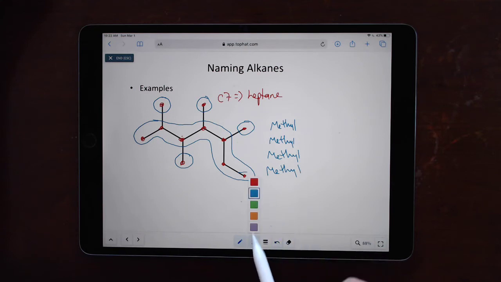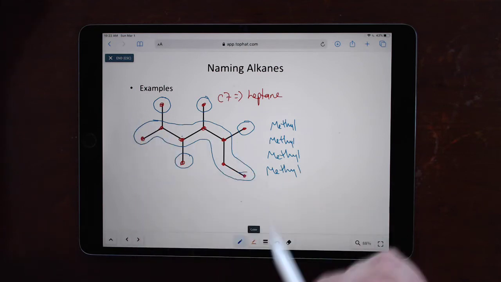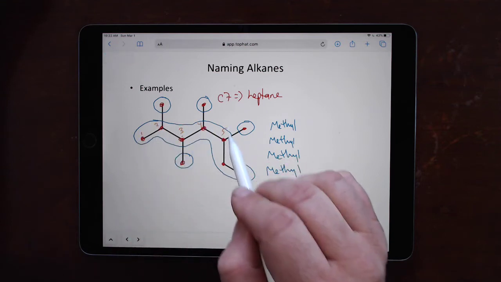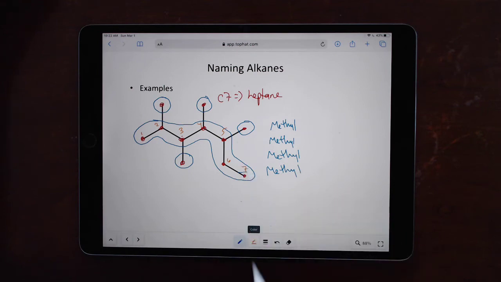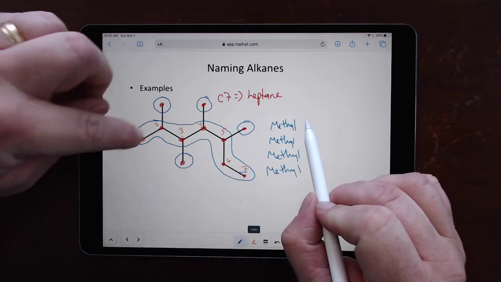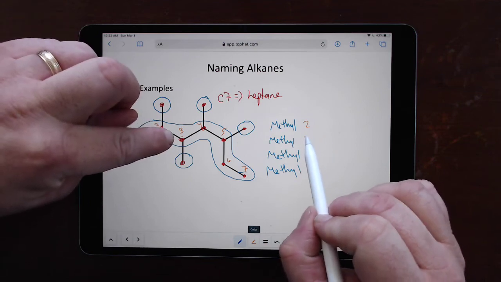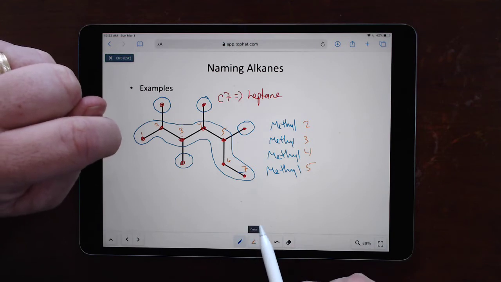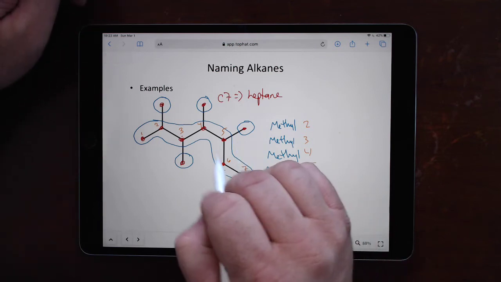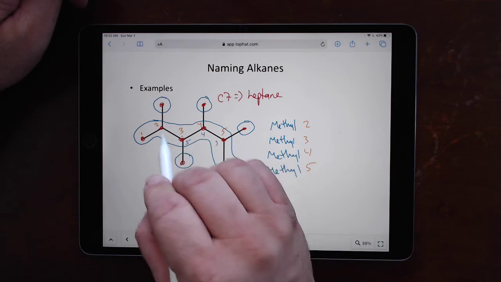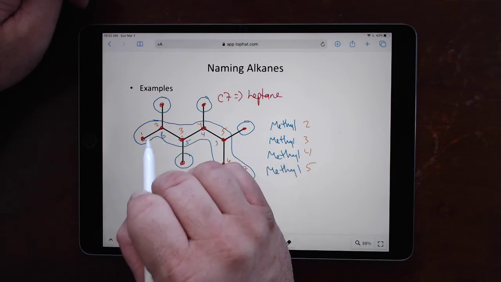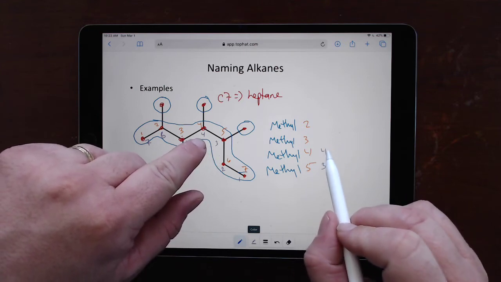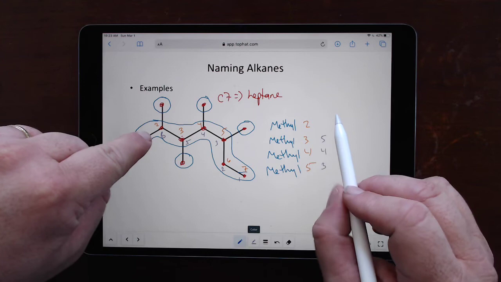Make it different colors so it's a little bit easier to see. So 1, 2, 3, 4, 5, 6, 7. Okay, so we have a methyl group hanging off of carbon 2, carbon 3, carbon 4, and carbon 5. If we were going to go the other way, it would be 1, 2, 3, 4, 5, 6, 7. Okay, so here we would have 3, 4, 5, and 6.